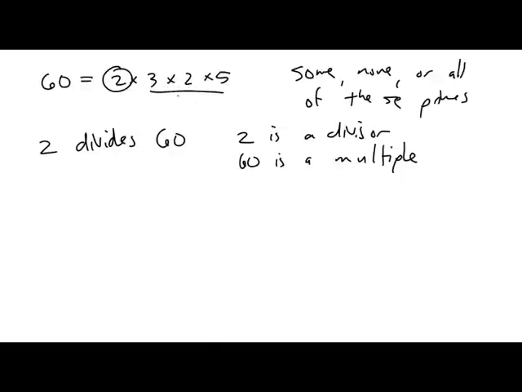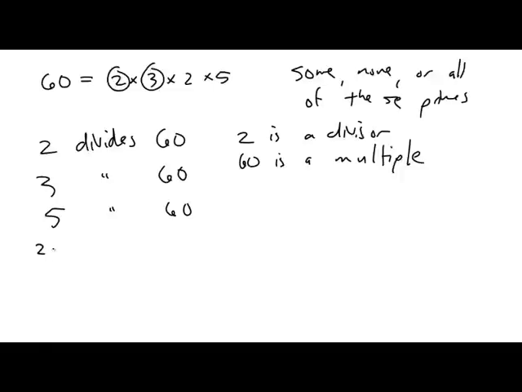2 times, what is that? 6 times 5, 2 times 30 is 60. 2 divides 60. What else? We could have just taken a 3. 3 divides 60. 3 is a divisor. Well, if we took this 2, we're going to get the same thing. We could have picked just the 5. 5 divides 60.